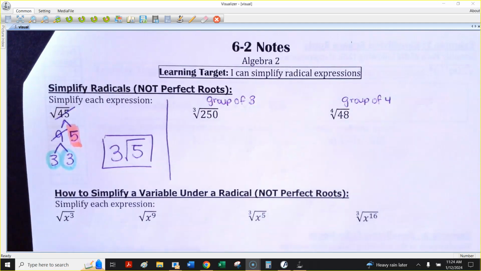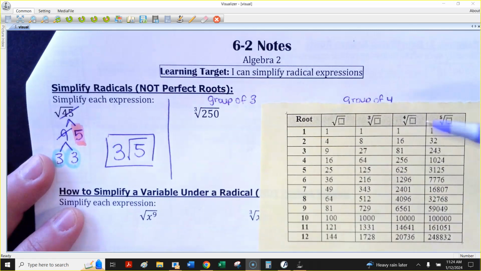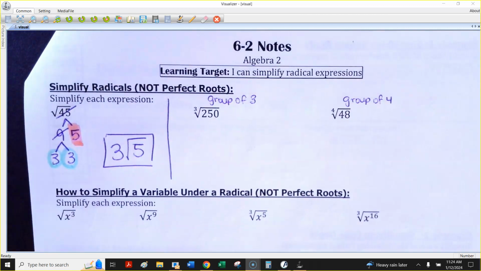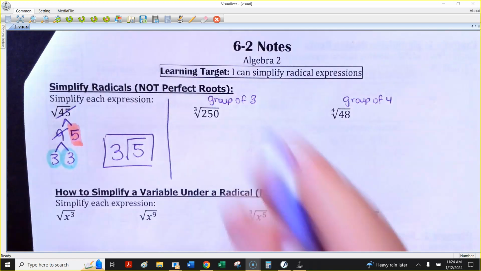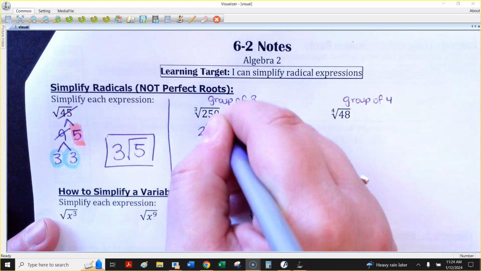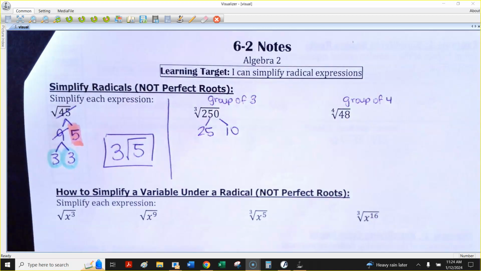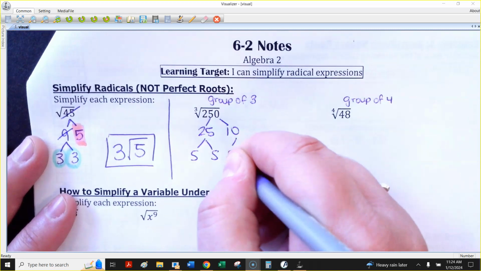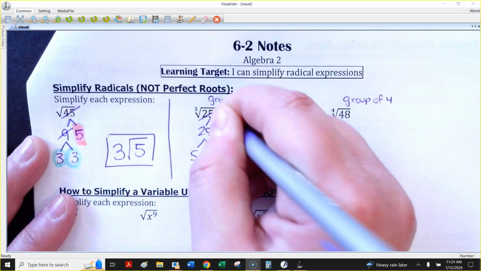So I have the cube root of 250. If you look at this beautiful little list of perfect cubes, you're not going to see 250 anywhere on that, so it's not going to be perfect. So tell me two numbers that multiply to get 250. Perfect. Okay, 25 and 10. 5 and 5. 5 and 2. Awesome. Okay, we broke the 250 into 25 and 10.